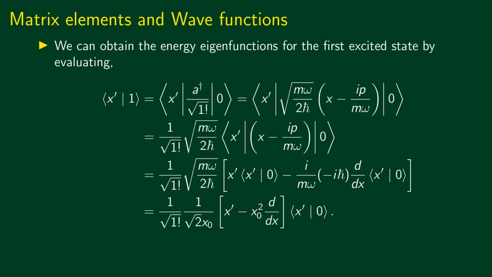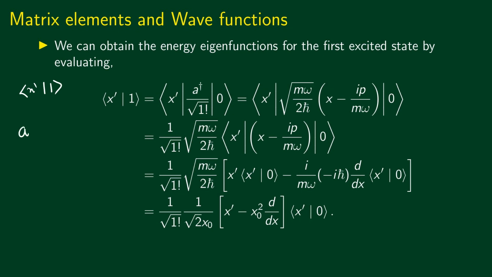Let's now obtain the position space wave function representing the first excited state. The first excited state is ket 1, and the position space wave function representing this state is bra x prime ket 1. So we just need to evaluate bra x prime ket 1. Okay, and ket 1 itself can be written in terms of the ground state ket 0.